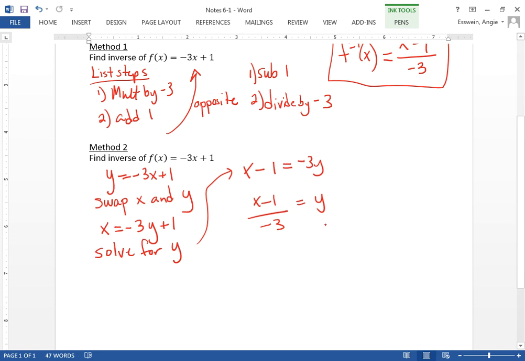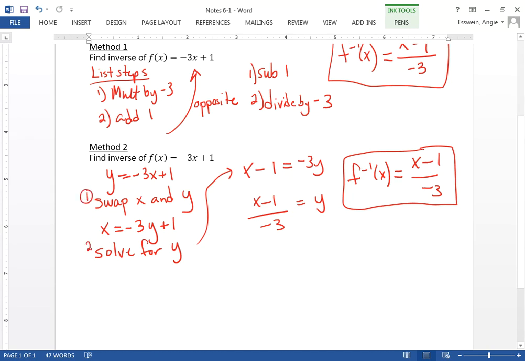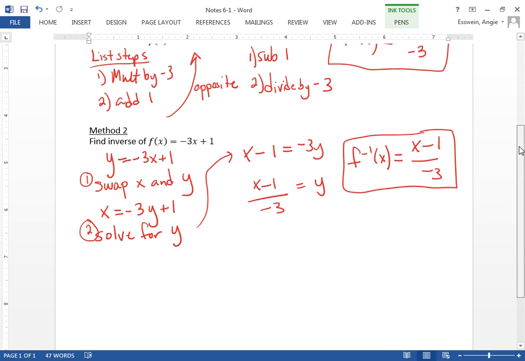Now, you can't leave your answer like that because they both say y equals, but if I use the inverse notation to write it, then I'm okay. So f inverse of x equals x minus 1 over negative 3. And I get the same answer as I did with method 1, but without listing the steps. So step number 1, swap x and y. Step number 2, solve for y. And so this is all algebraically.